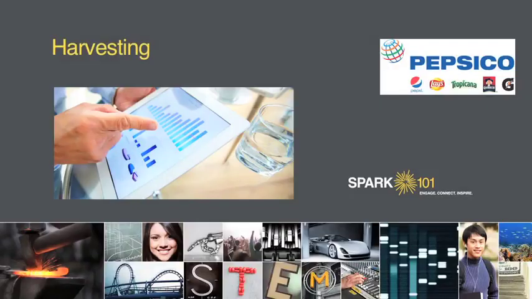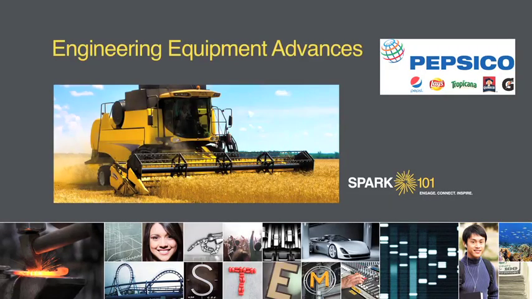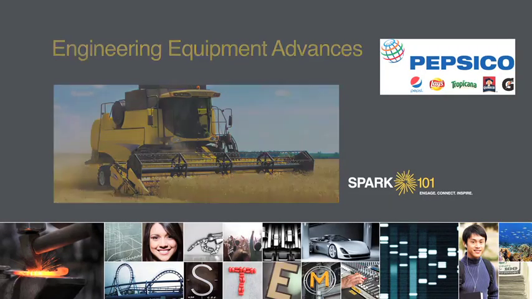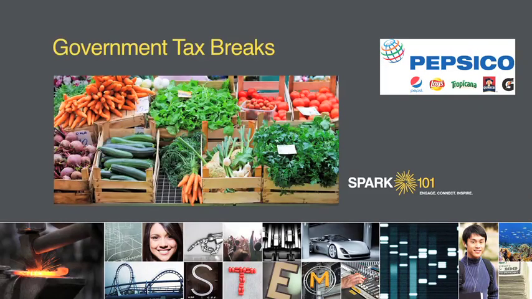There are several potential solutions to reduce food waste at each of those stages we just talked about. Starting with harvesting. We could have better mathematical models to predict the food demand, so crop quantities can be planned more accurately. There could be advances in engineering equipment that's used for harvesting to reduce the cost. The government could give tax breaks to farmers for donated food to help them offset the cost of harvesting.